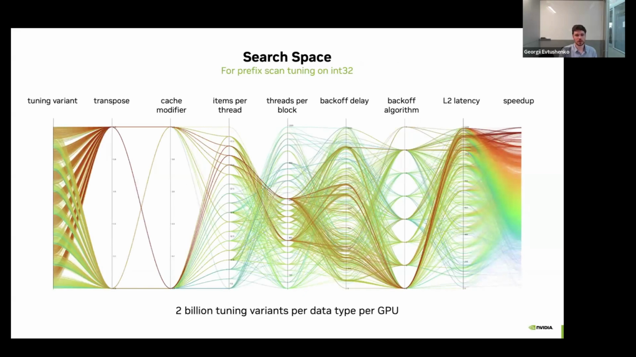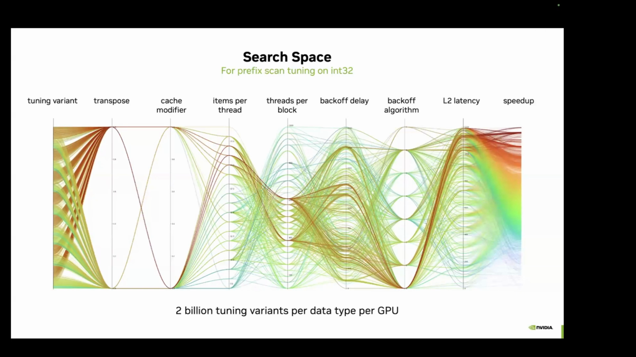The only difference with CAP device scan is that we extensively tune it. On this slide, you can see a typical search space in which we search for optimal tuning parameters. There are multiple ways to load data, multiple cache modifiers we have to try, let alone items per thread, thread block sizes, etc. Overall, the search space for scan is about 2 billion variants per data type per GPU. I'm sorry, George, this is a pretty crazy picture.